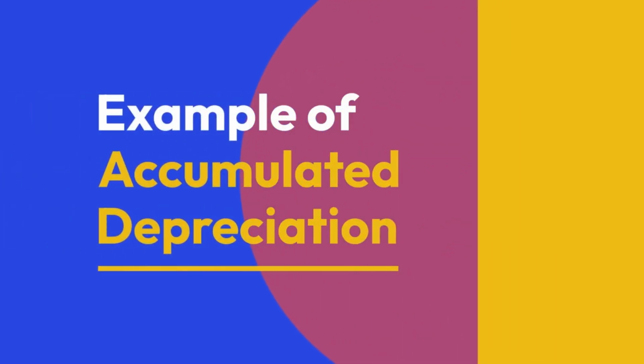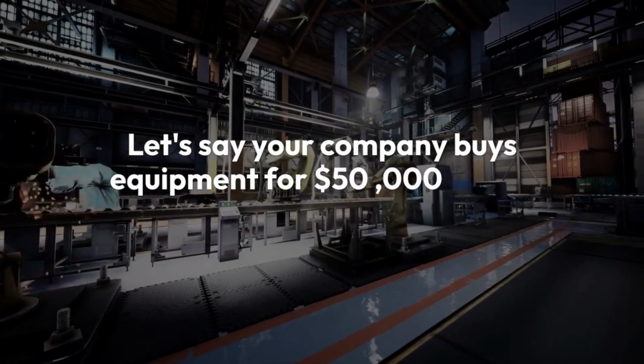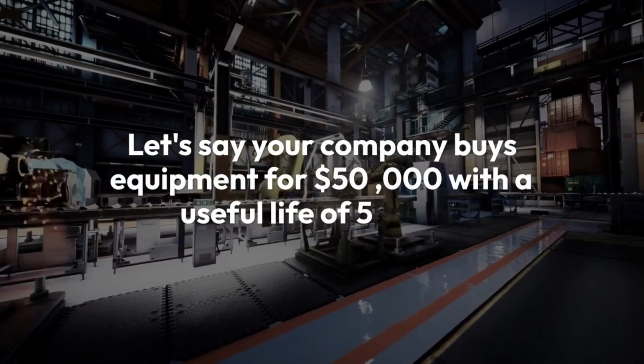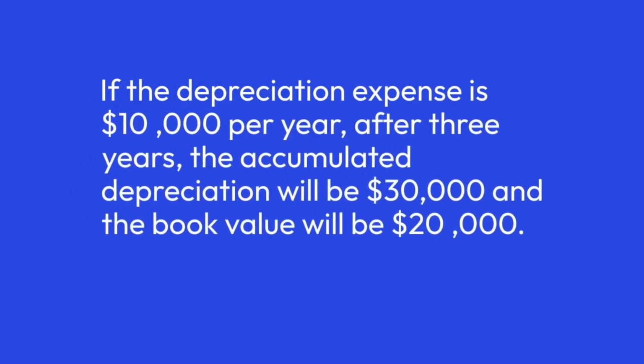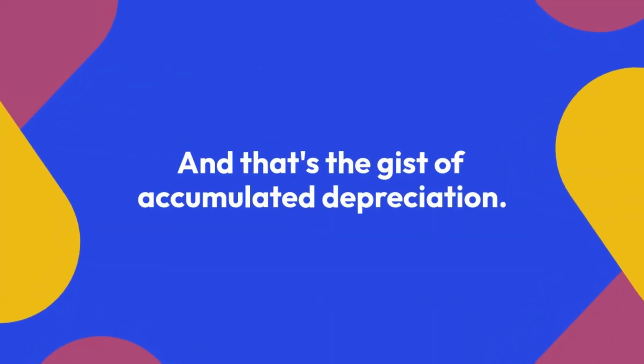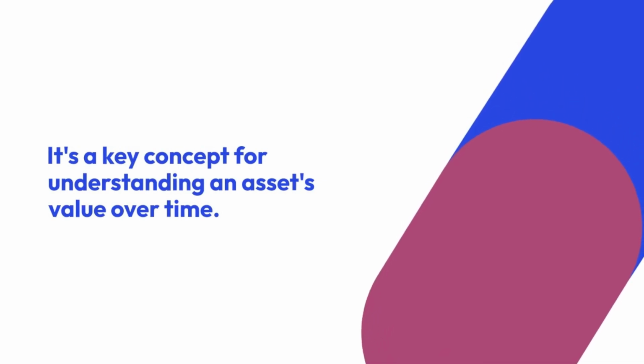Example of accumulated depreciation. Let's say your company buys equipment for $50,000 with a useful life of 5 years. If the depreciation expense is $10,000 per year, after 3 years, the accumulated depreciation will be $30,000, and the book value will be $20,000. And that's the gist of accumulated depreciation. It's a key concept for understanding an asset's value over time.